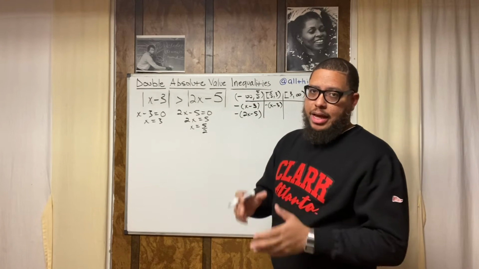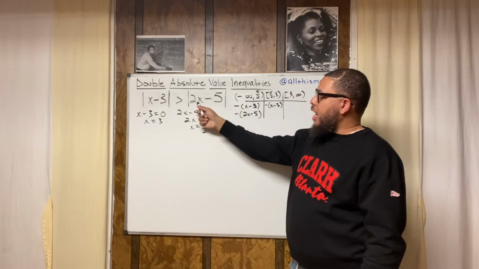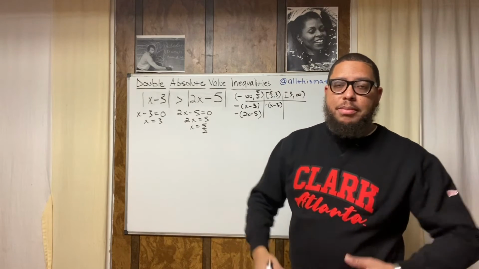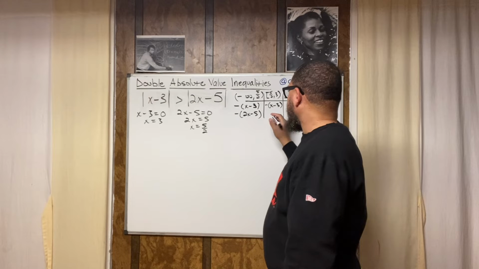If you get a non-negative, meaning a 0 or a positive, when you take a number from the interval, throw it into the absolute value expression, test it out. If you get a 0 or a positive, that means you're going to keep the expression the way it is. So I'm going to just use 2x minus 5.